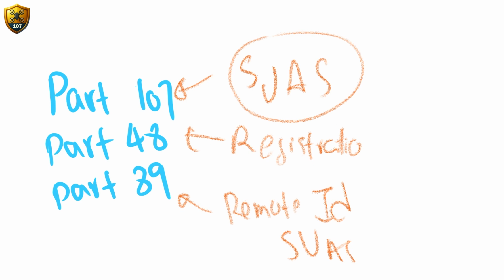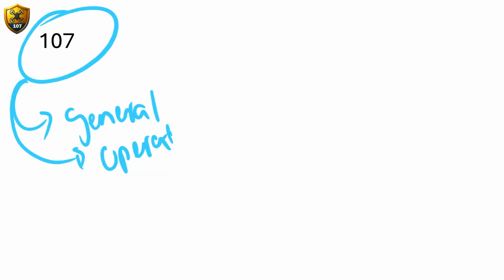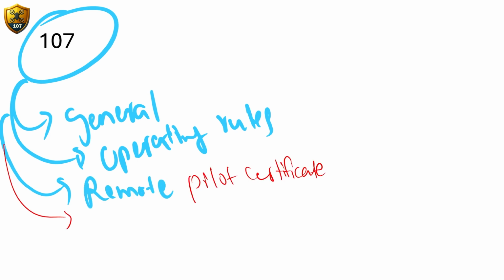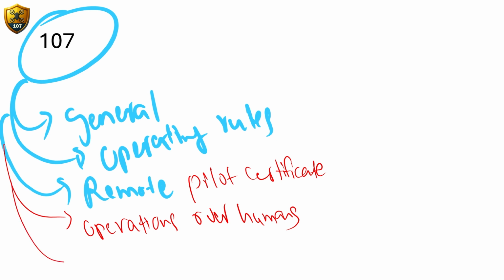Under part 107 we can further classify it into subparts. So under 107 we can categorize them as, let's say, general. We have general, and we have operating rules. And what else do we have? We have the remote pilot certificate. We have operations over humans, and we have waivers.